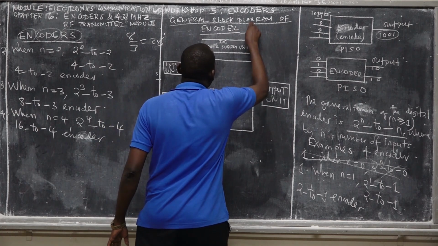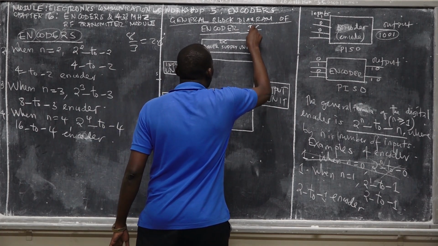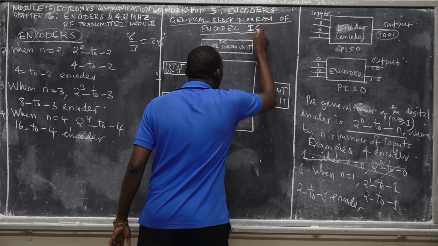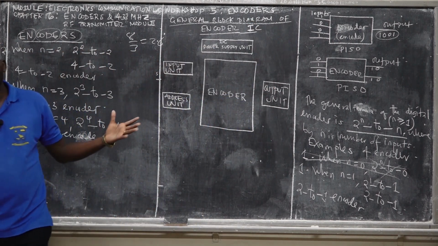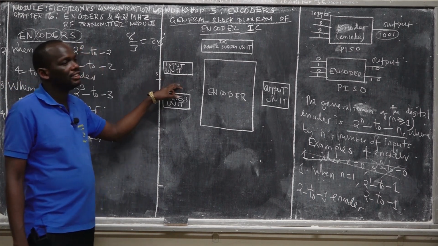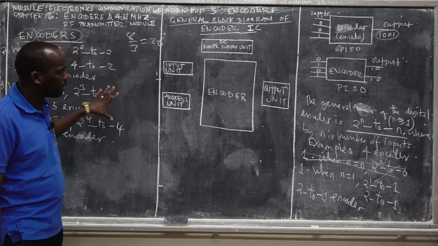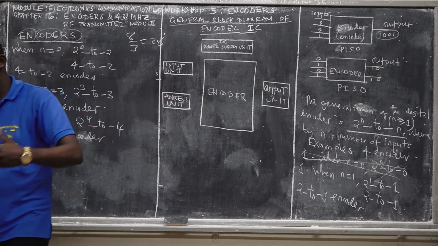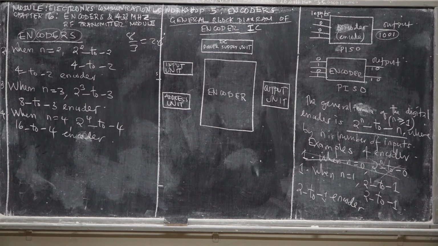Let us add this word right now because you've understood. So the IC that you will have in your hand, internally, this is what we expect it to have. These are the main blocks that we expect within the encoder. When you say input unit, we don't mean a digital sensor or whatever. We mean the input unit of the encoder itself. The encoder has its own input unit, its address unit, and its output unit. And the encoder also needs the power supply for it to encode the information.